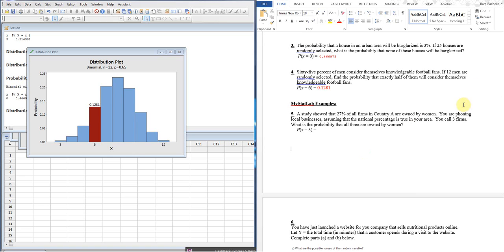So the fact that you're calling 3 firms gives you your number of trials or your sample size, whichever you want to think about it. You have your probability of success on here, and then the probability I'm interested in is that the number of successes I see, or x, is exactly 3.